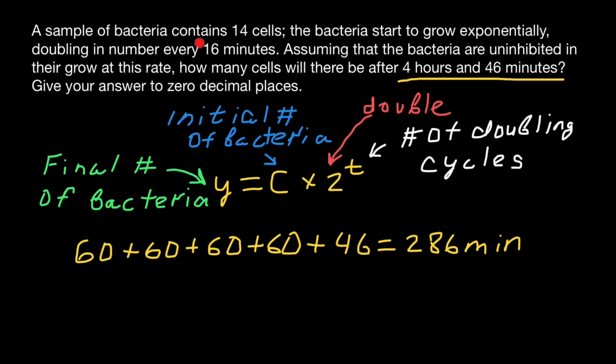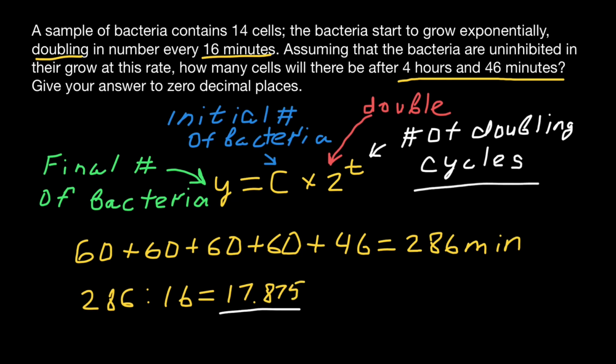And our next step is, we have to divide this number by the number of doubling minutes, so by 16 minutes. And this is how we are going to find the number of doubling cycles. So let's do it. 286 divided by 16 minutes, and we are going to get 17.875. We have found the number of doubling cycles.